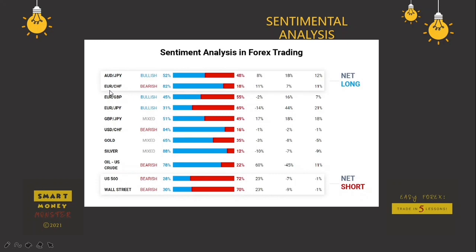So look at the Euro Swiss now. 82% of traders are long on the Euro Swiss, while 18% are short. This shows that an overwhelming majority of traders think the price of Euro Swiss will go up, that is, the euro will appreciate in value against the Swiss. So you can use this in sentimental analysis to guide your decision.